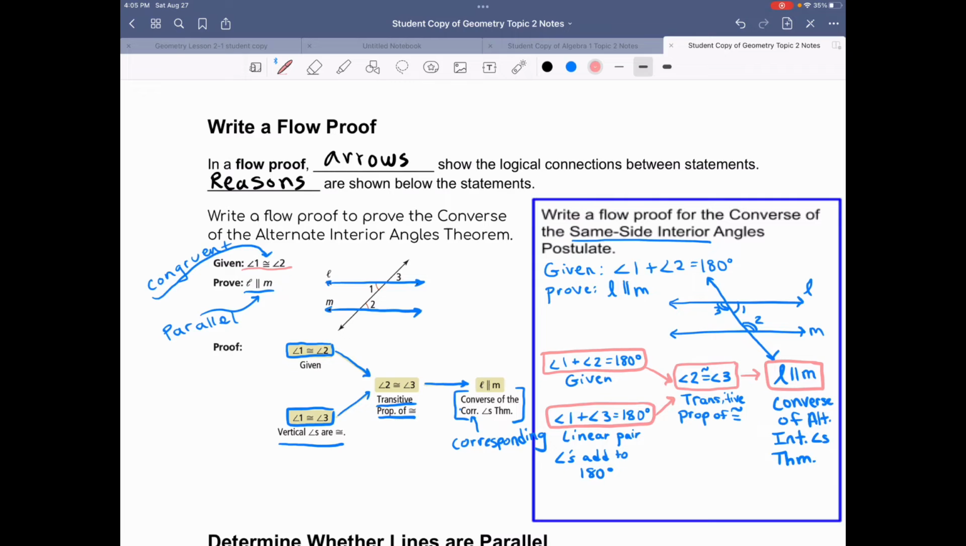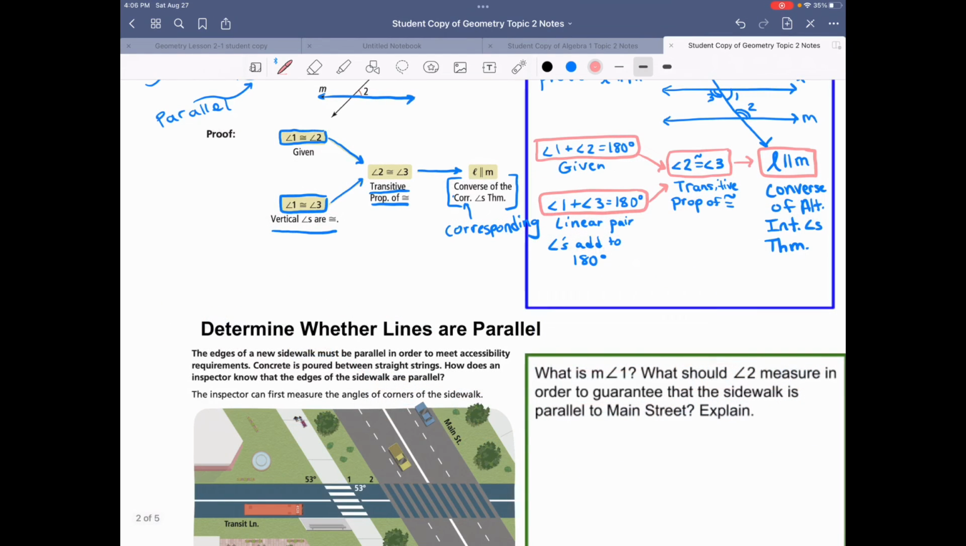All right, that's how we do a flow proof. Now we're going to take this to a real-world problem. Determine whether lines are parallel. The edges of a new sidewalk must be parallel in order to meet accessibility requirements. Concrete is poured between straight lines. How does an inspector know that the edges of the sidewalk are parallel?